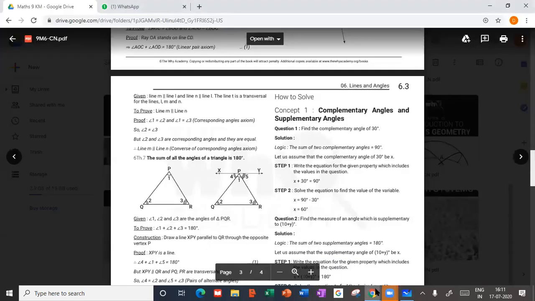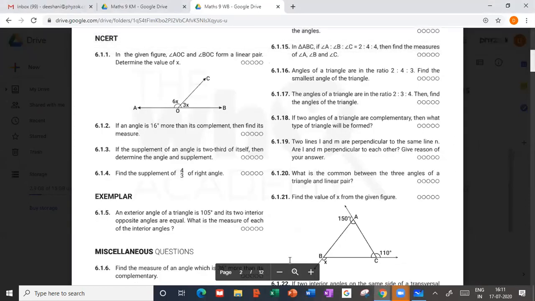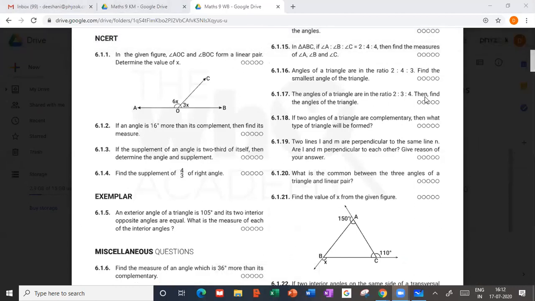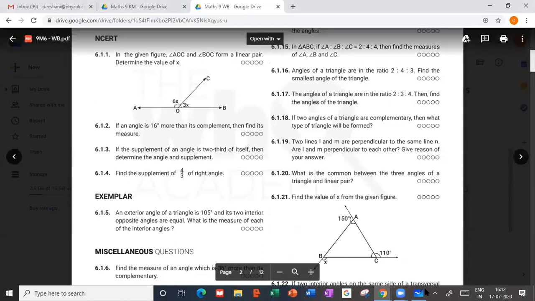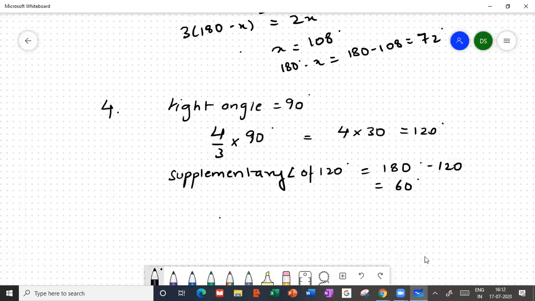I was talking of the fifth one. If the exterior angle of a triangle is 105 and its two interior opposite angles are equal, how will you solve this sum? Yes, ma'am, the exterior angle equals the sum of the interior angles. So if we take the interior angles to be x, then x plus x equals 105, that's 2x equals 105, so x equals 52.5.